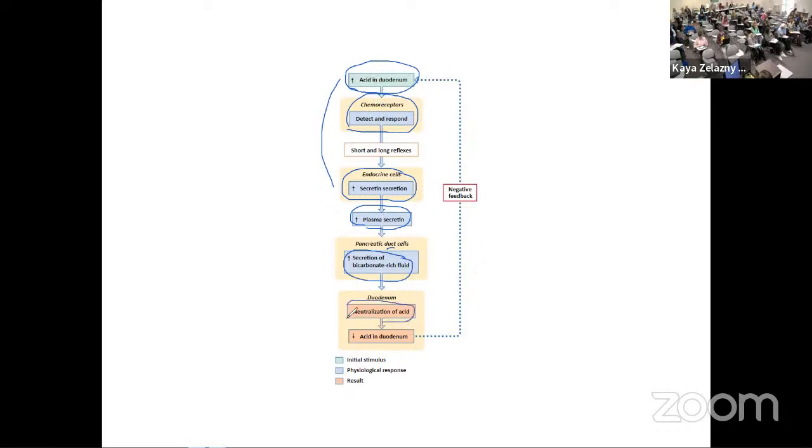So we neutralize our acid in the duodenum once we have that pancreatic juice there, and the acidity of the duodenum drops. So this is a negative feedback loop. Once we've neutralized it, this whole signal is essentially turning off.